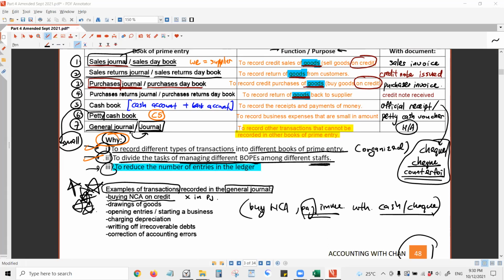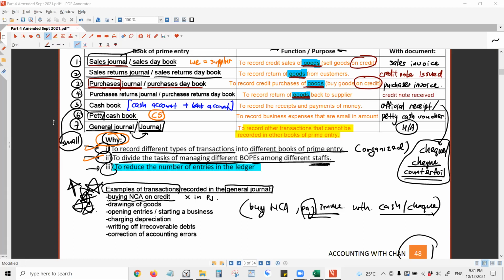Pay immediately, yeah. So recall, when you receive money, where do you record it? My question is, which book of prime entry? You will record this into which book of prime entry? I'm not asking for a document, okay? So you must know what are documents and what are books of prime entry. Don't get them mixed up together.